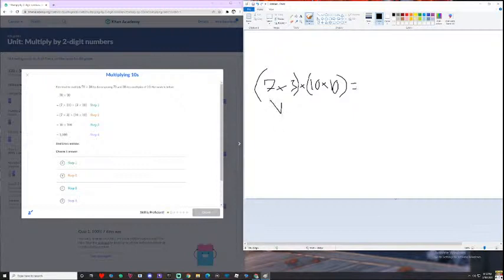So basically, 7 times 3 times 100. So 21 times 100. Hopefully you guys know your multiplication tables off the top of your head. If you want to know how to multiply by 2-digit numbers efficiently and quickly, to not waste time on your math tests, you must memorize your times tables. You need to memorize them, or else you won't be able to save enough time when you take math tests.